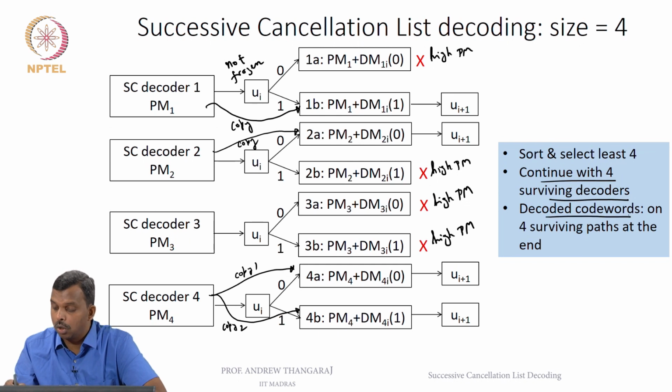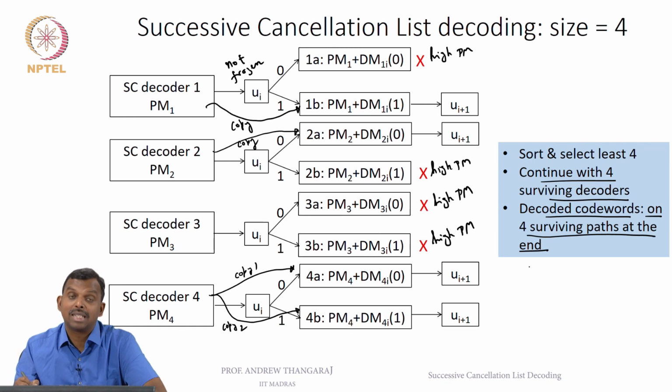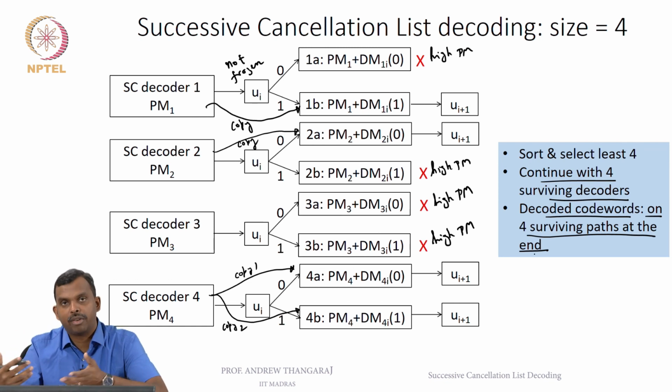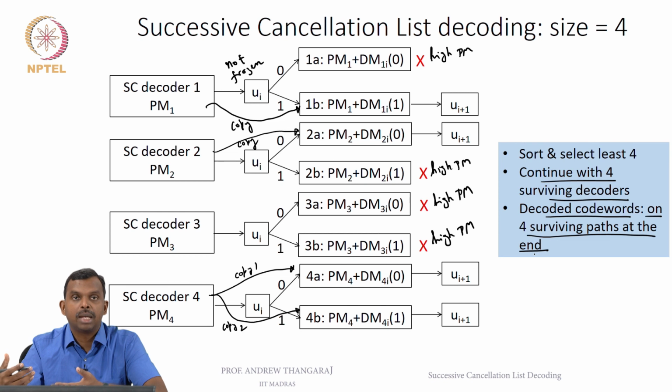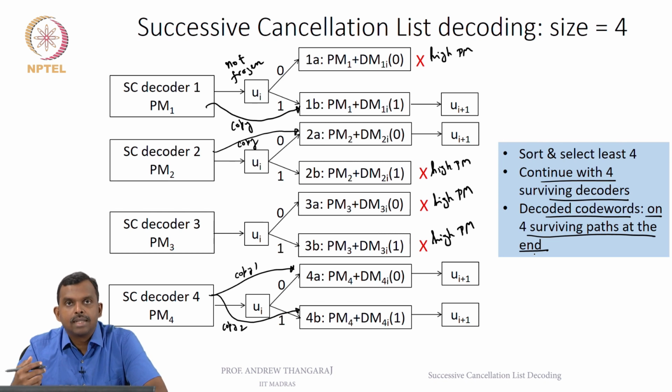So, what are the decoded code words? These are the decisions made on the 4 surviving paths at the end. At the end, you will have 4 surviving paths. Whatever decisions you made on them are the U caps that you have. And you check CRC on that, and then you proceed. So, this is in essence how the list decoder works.